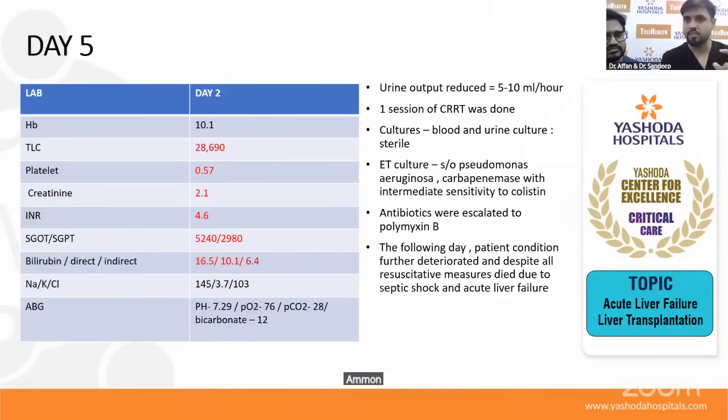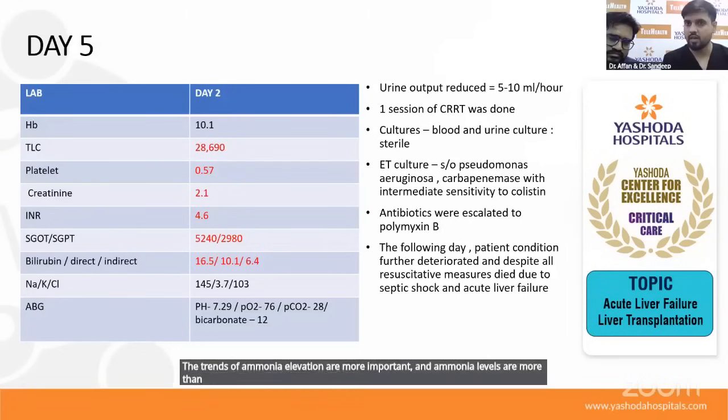Ammonia, once it has been done, has shown that the trends of ammonia elevation are more important, and ammonia levels of more than 150 are associated with poor mortality in this case.